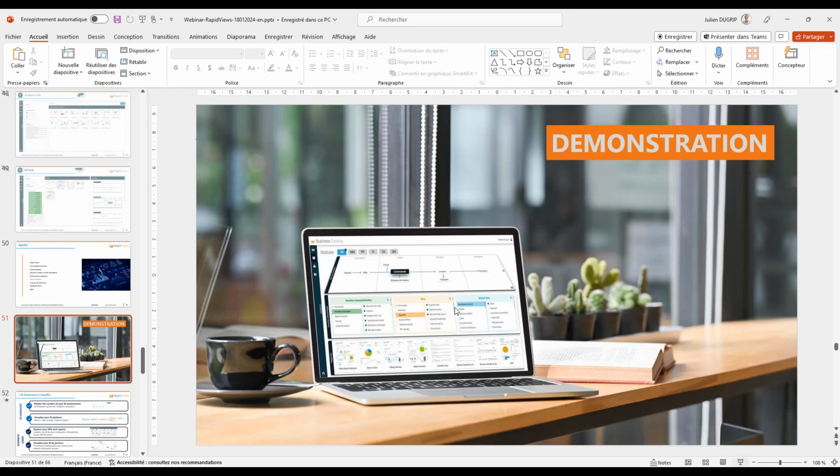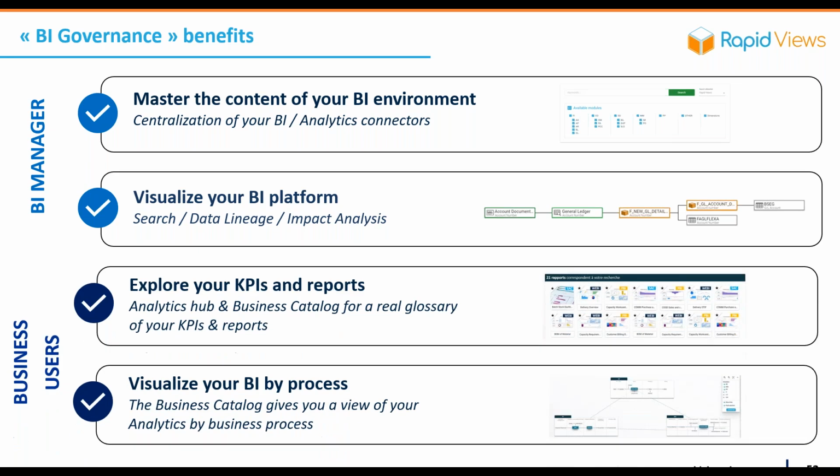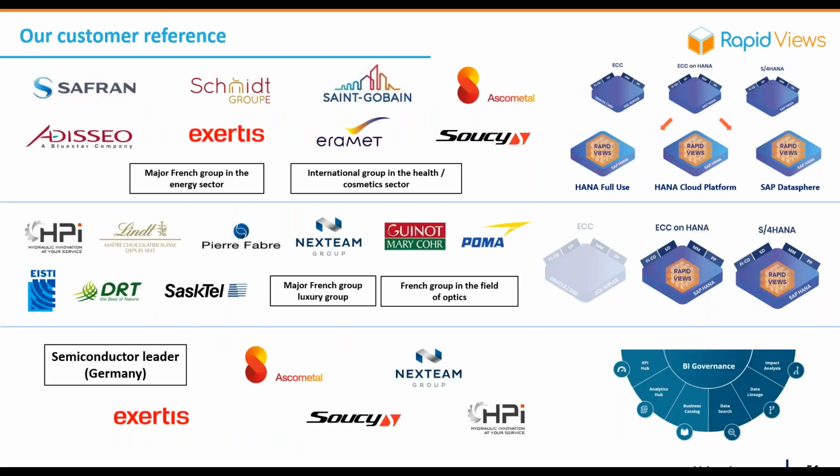Yes. Thank you, Julien. Let's move forward very quickly. So the benefits of the governance, again, is you can master all the content in one single place. You have the ability to search, to do some data lineage, impact analysis features, to exactly understand and maintain, centralize all your complexity, right? You have this concept again of KPI and report hub, and you can also see it per your process. Use cases and references.